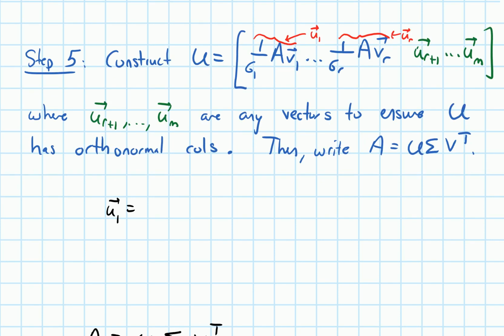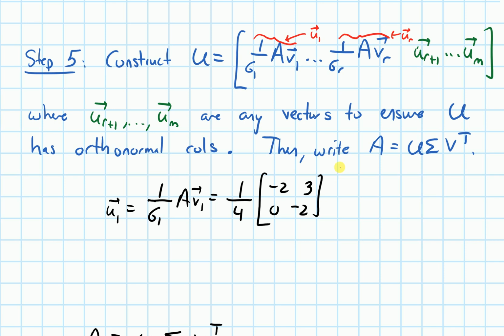Okay, so there it is, U1. I don't know, it just disappeared there. U1 is 1 over sigma 1 times A times V1. So our first singular value, the largest one, was 4. So that's going to multiply A. A was the matrix -2, 3, 0, -2.